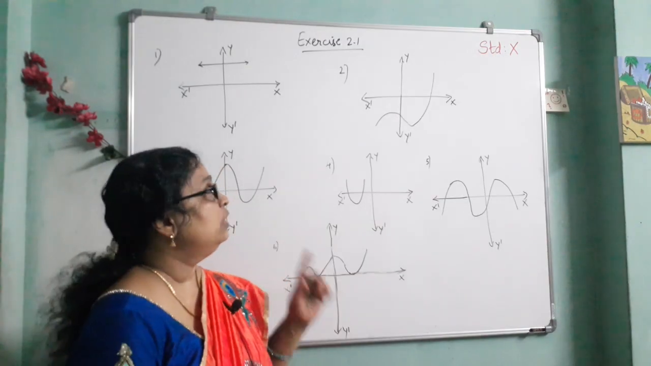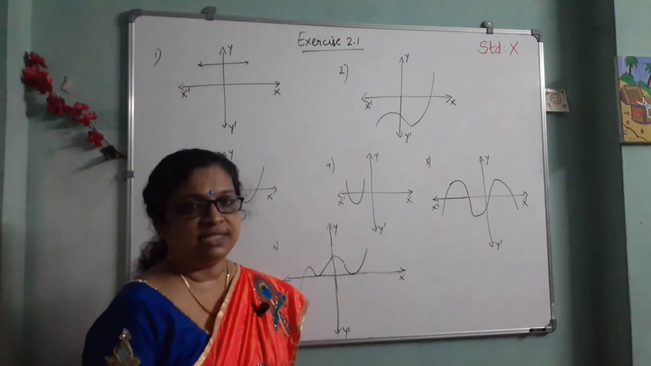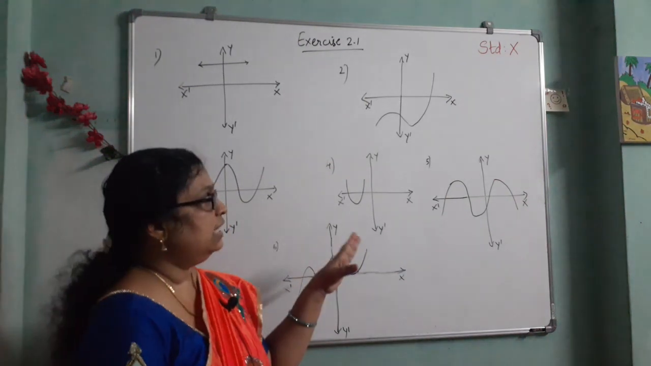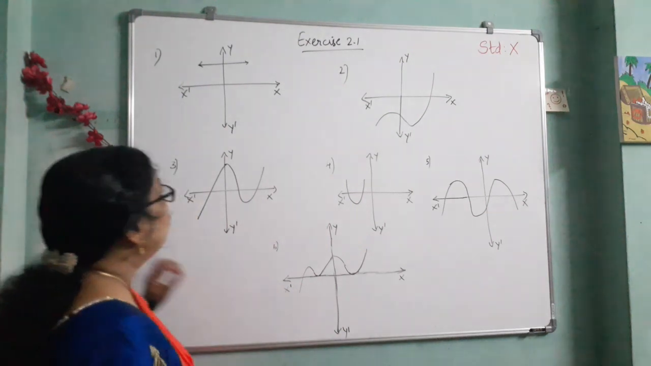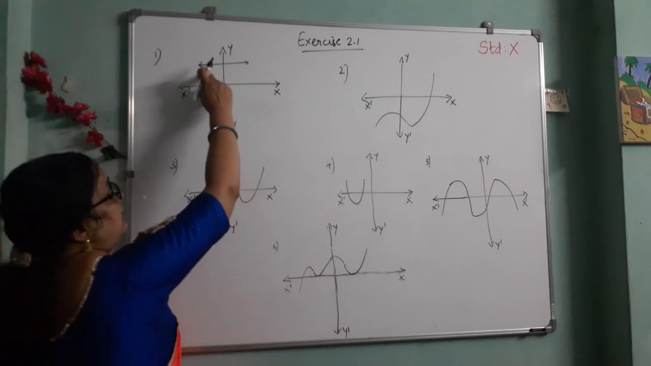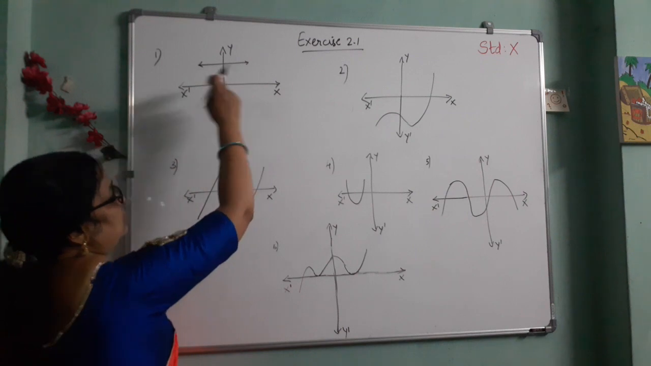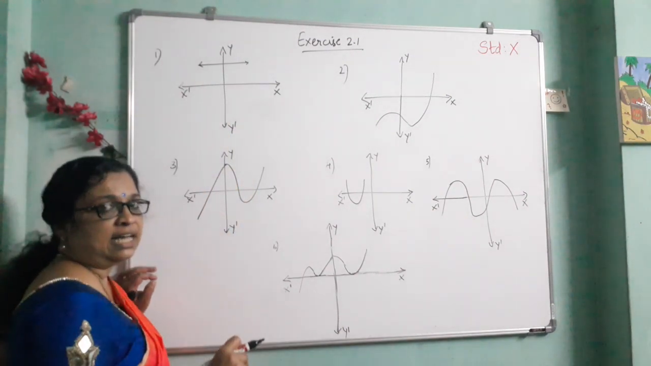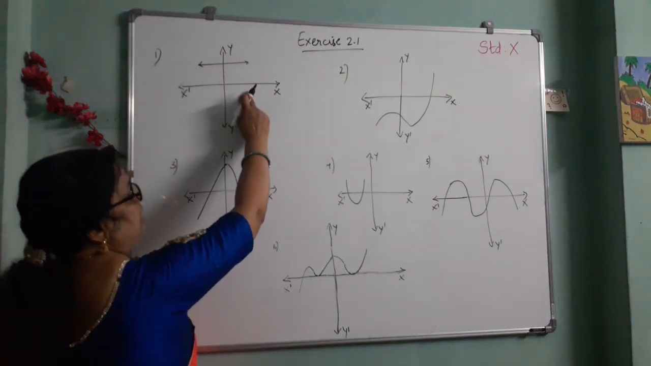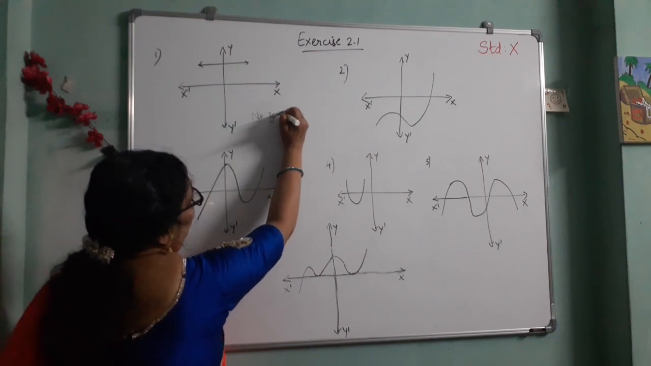Okay, now we can do the first exercise of this lesson, exercise 2.1. The graph of the polynomial p(x) is given. 6 graphs are given. We want to find the zeros of the polynomial in each case by looking at the graph. So first one, in this figure the graph is a straight line that is completely above the x-axis and does not intersect the x-axis. We know that the points where the graph intersects the x-axis are the zeros. This straight line doesn't intersect the x-axis, so this graph has no zeros.